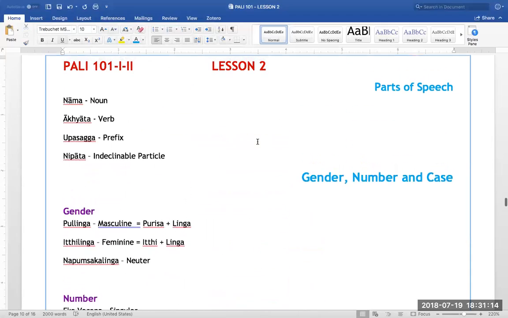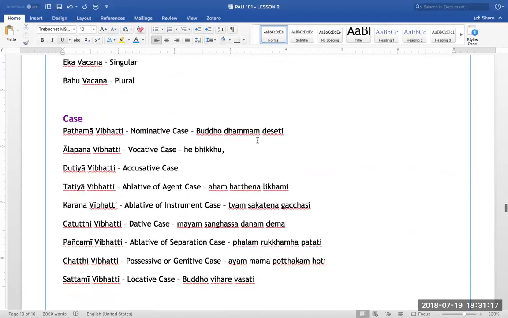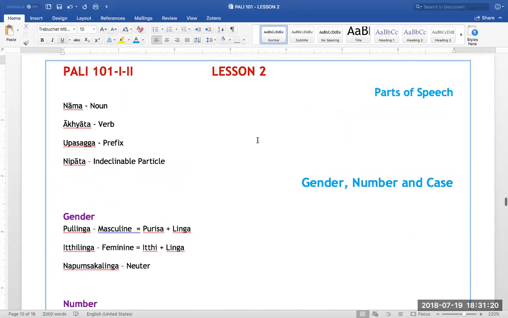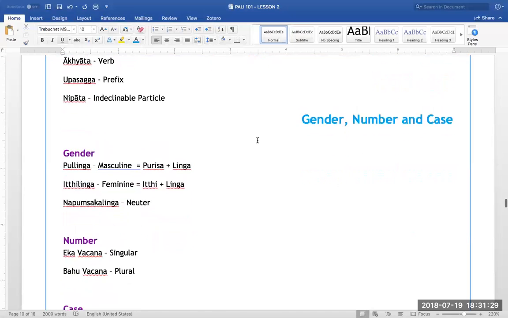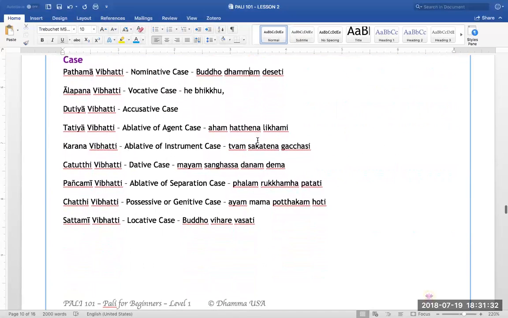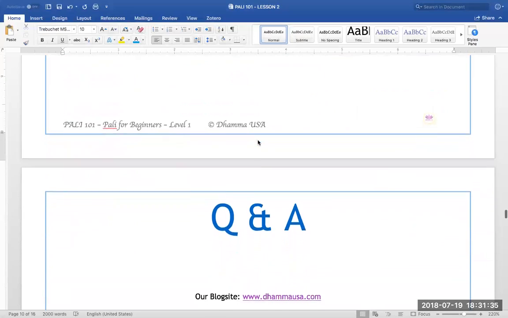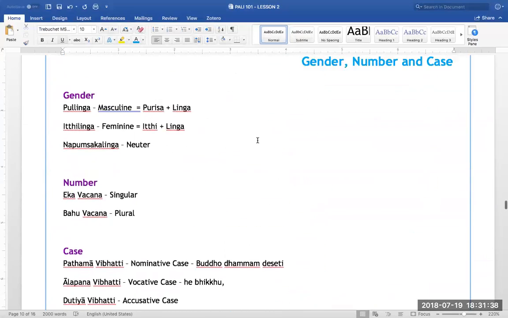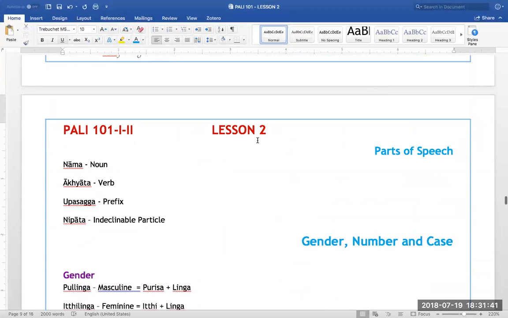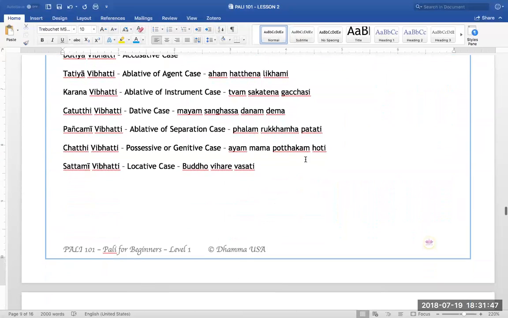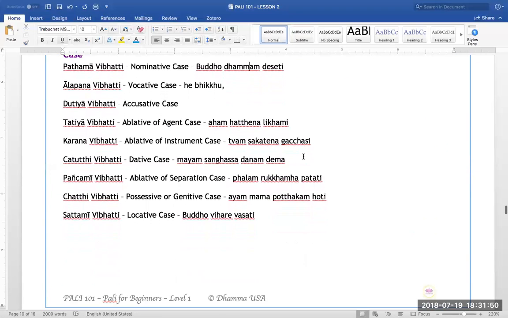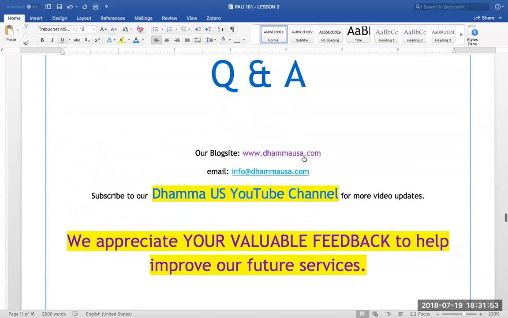Okay? So that is the parts of speech and the initial lesson for you to understand some concepts about the structure of nouns. In the next lesson, lesson number 3, we are going to learn about the declension of noun.